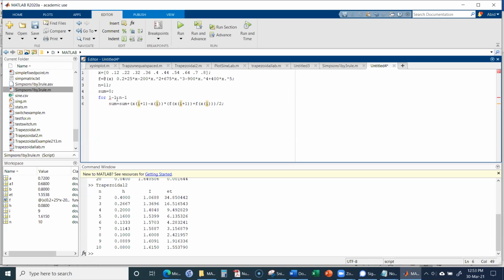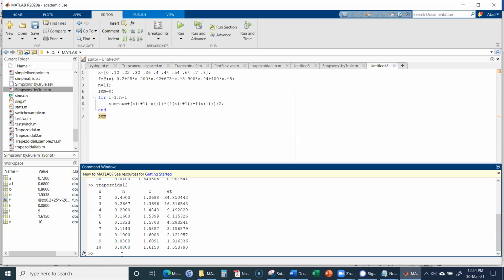Here it is pointing out that I did not define i over here, because I should have put it here: for i is equal to 1 to n minus 1. This will add up all these sums. I will put end, and in the end I want to print this value of the sum.